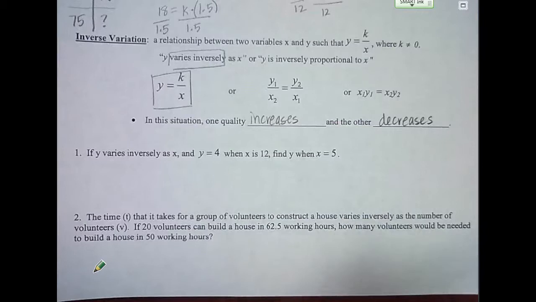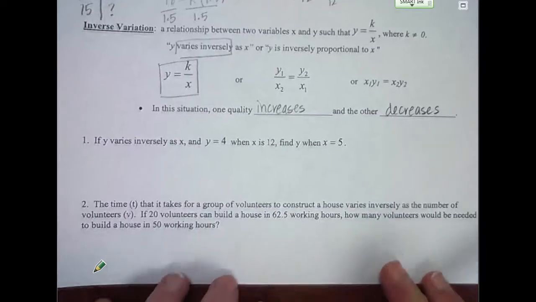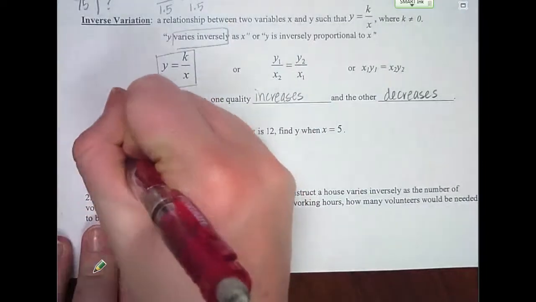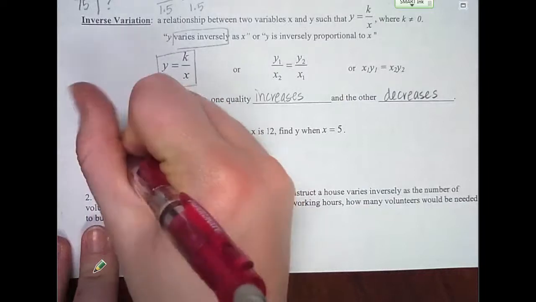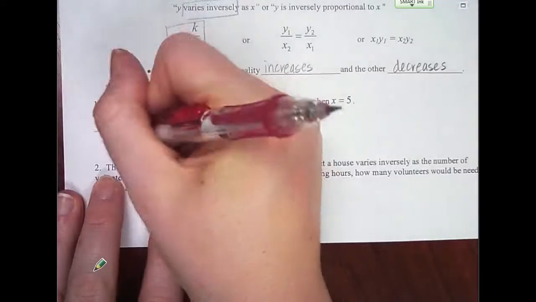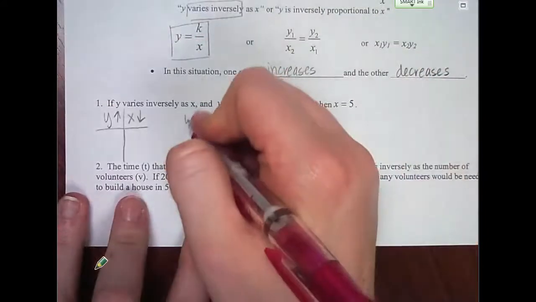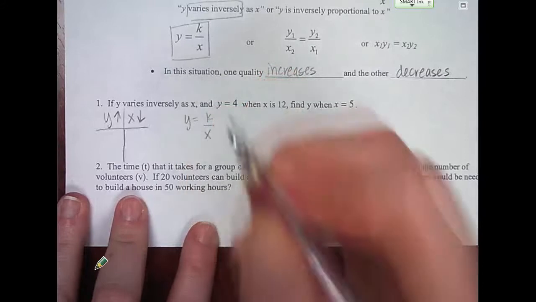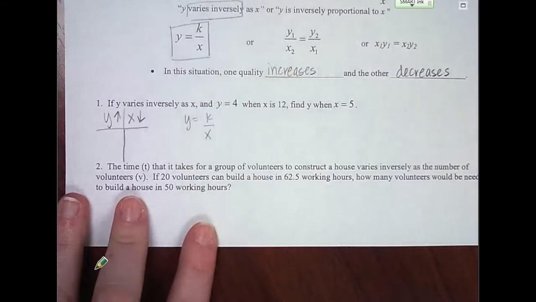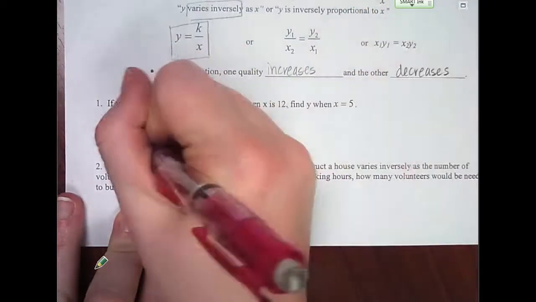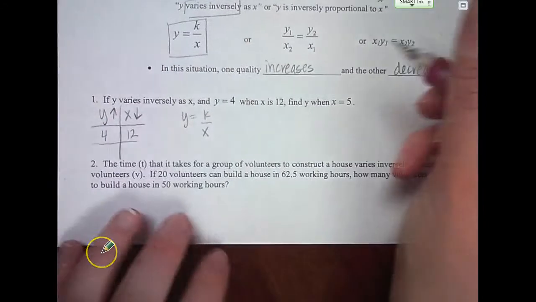Okay, so nothing has changed though from what we just did. Everything's going to be the same. We're just going to use a different equation. So number 1 says if y varies inversely as x, so y goes up, x goes down. Still going to make that same little chart that we made up above. And the equation we're going to use is y equals k divided by x. It says y equals 4 when x is 12. So we'll put 4 in for y, 12 in for x. Find y when x equals 5.